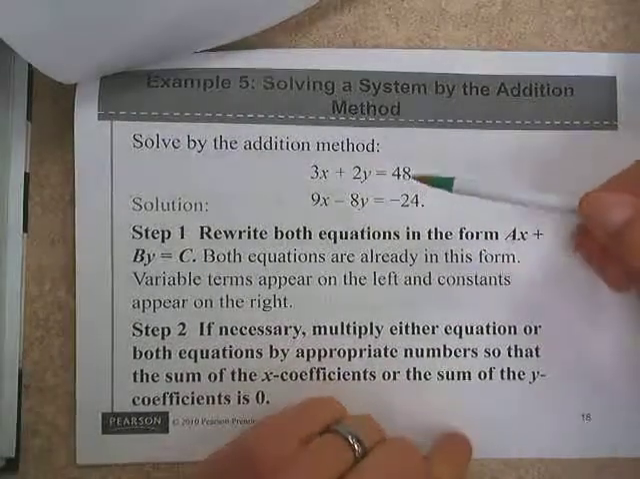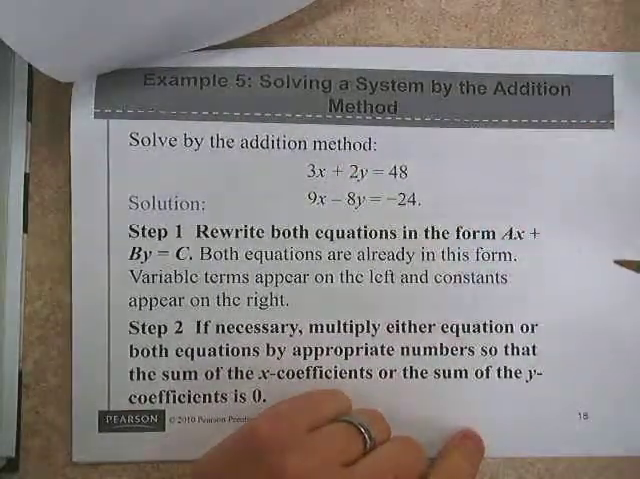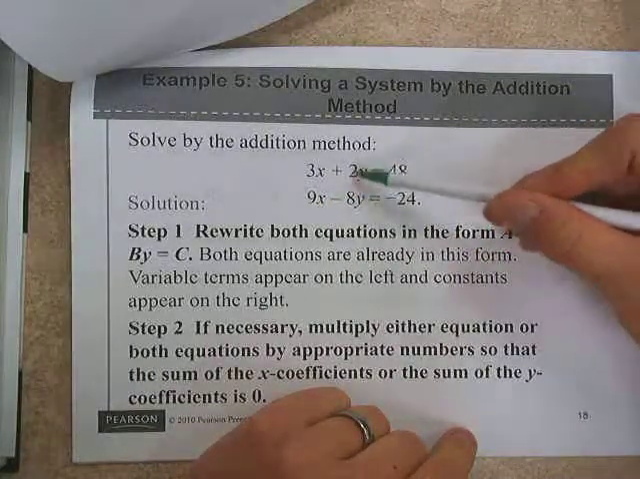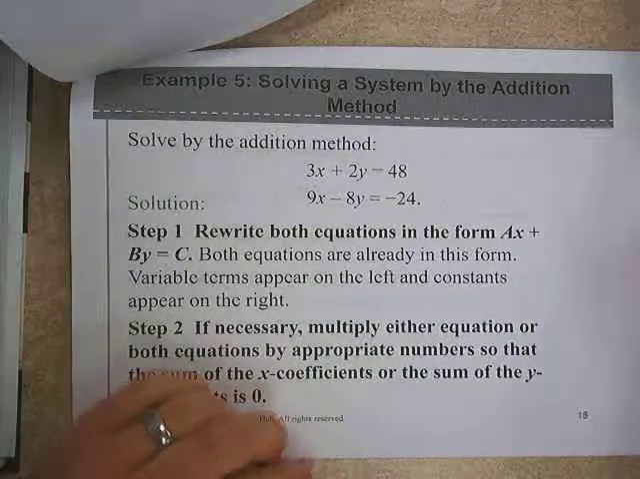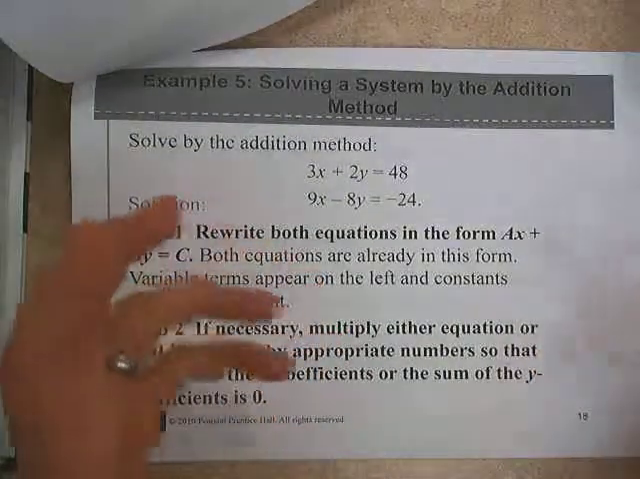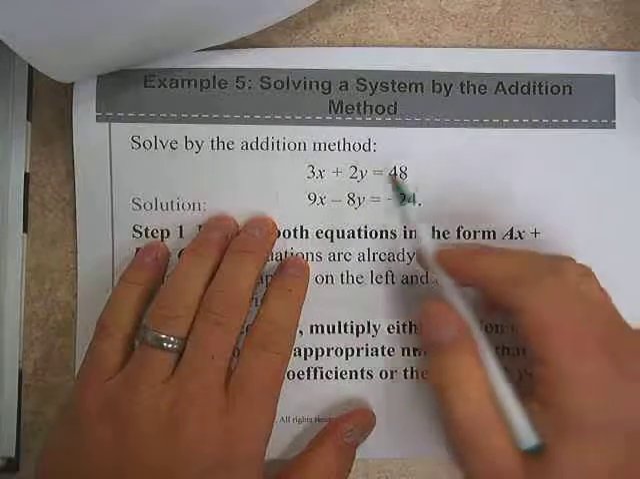Step 2. This is what you want to ask yourself in step 2: if we were to add these column by column right now, would the x's drop out or would the y's drop out? Would they cancel each other out? And the answer of course is no. So what we want to do is multiply one or both equations by a strategic number so that when we do add them, something will drop out.